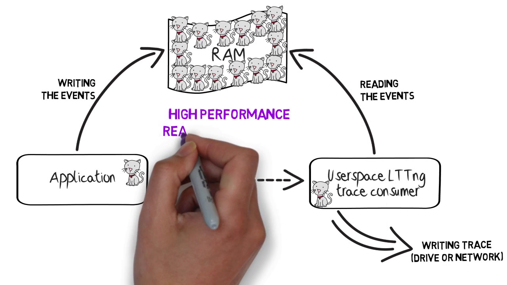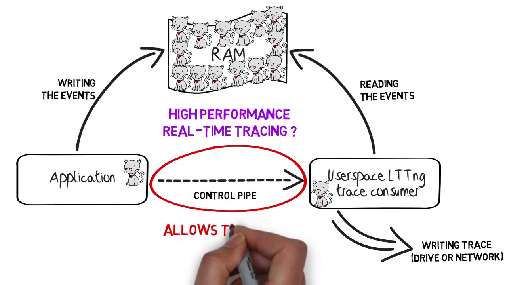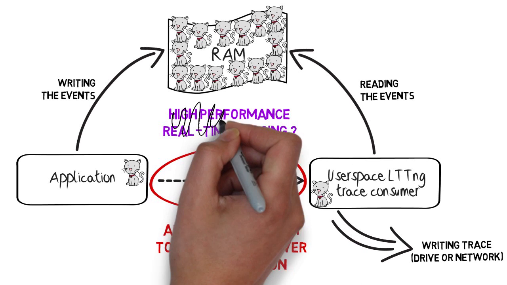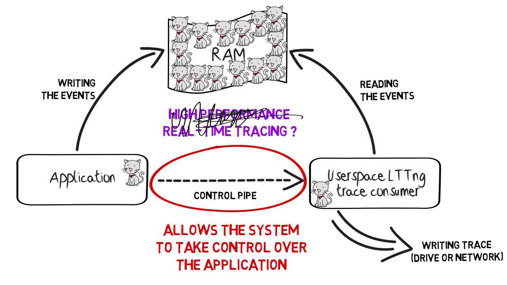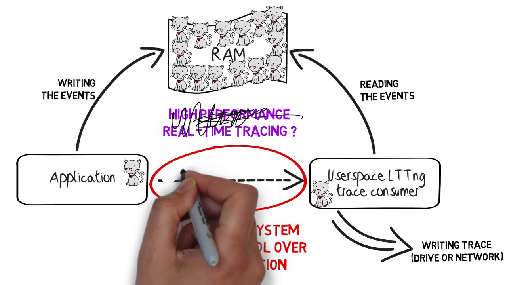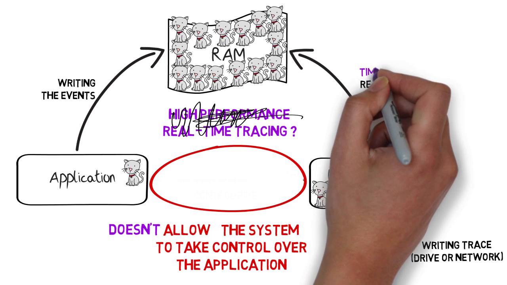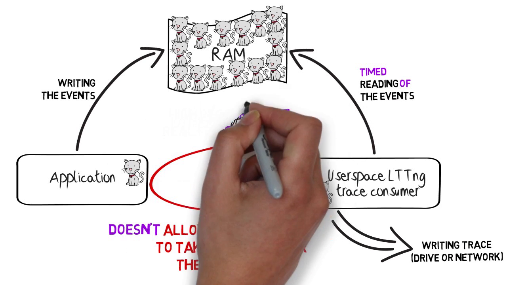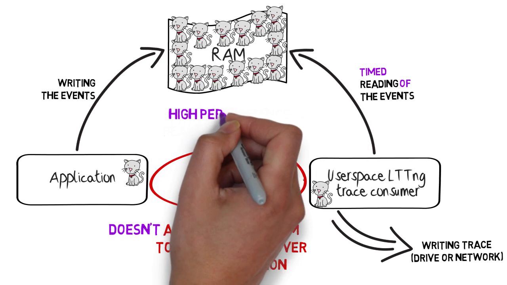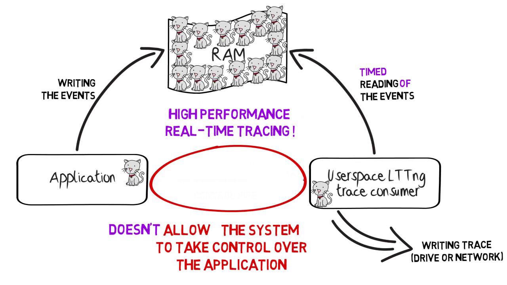But this schema wasn't optimal for high-performance real-time tracing. The write to the control pipe was creating a priority inversion and thus adding latency. We thus thought of a way to remove this control pipe, using a timed buffer reading. And without the write in the pipe, the priority inversion did not appear anymore.